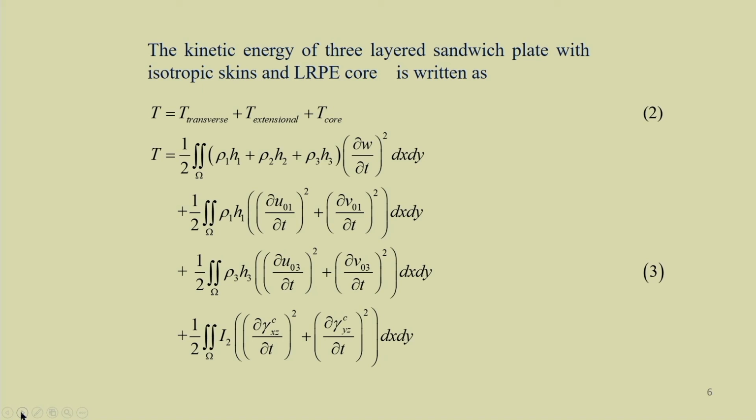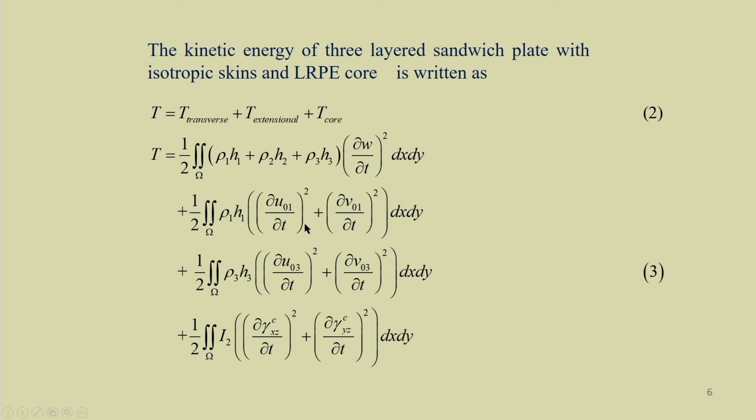So, that mass, you can take this rho1 and h1. Rho1 is the mass per unit volume, and by multiplying by this thickness h1, and then dx dy is the area. So, h1 into dx dy will give you the volume. So, rho1 h1 into dx dy into del w by del t squared. That is the kinetic energy in the z direction.